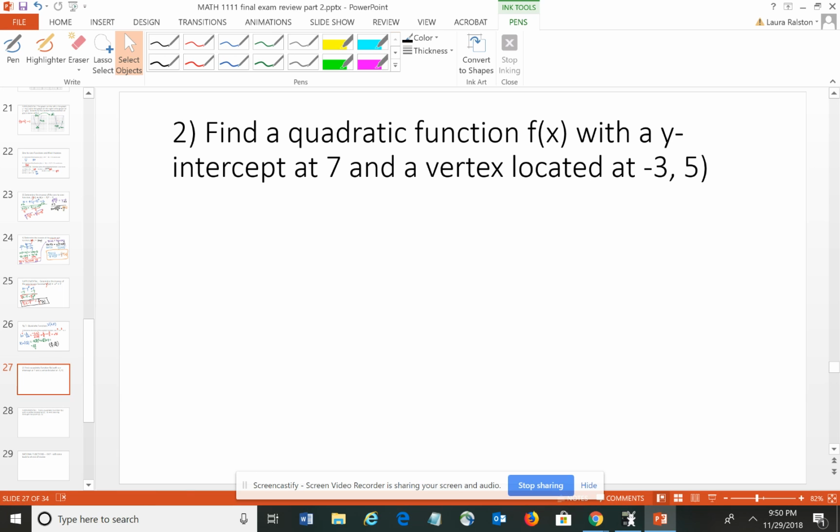Okay, then you're asked to find the quadratic function with a y-intercept at 7 and a vertex located at -3, 5. Okay, I'm not sure if I have enough time to cover this one, so I'm going to go ahead and stop this video, and we'll pick up at this point on the next video.